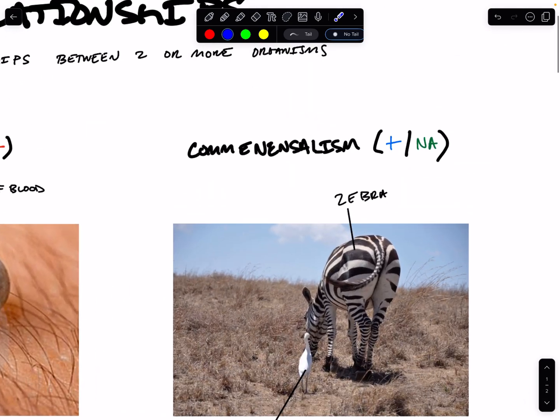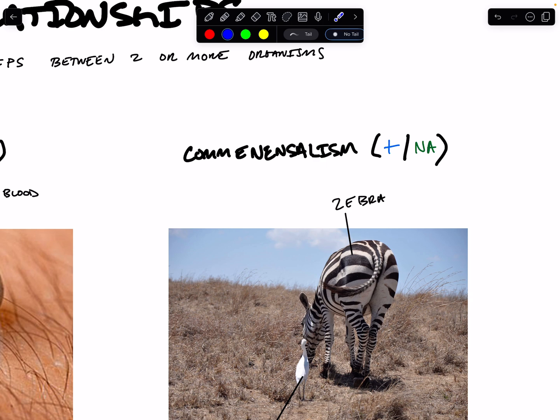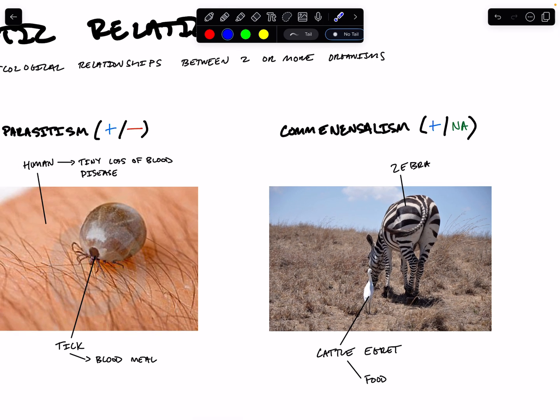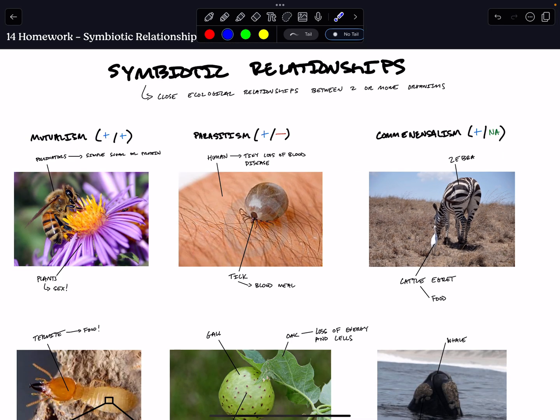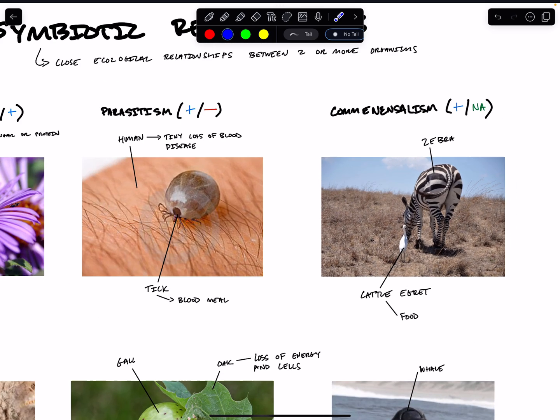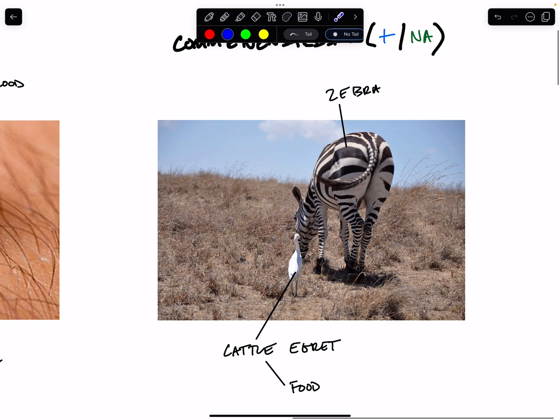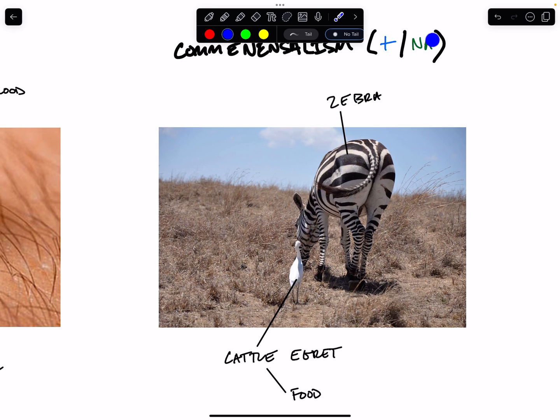Okay, the reason why people argue that commensalism is a false category is that they say that either commensalism is just really low-key mutualism or it's low-key parasitism. So to give you what I mean by that, potentially the cattle egret is eating some of the bugs that would have otherwise bitten the zebra. So the zebra is actually slightly positively impacted by this relationship.